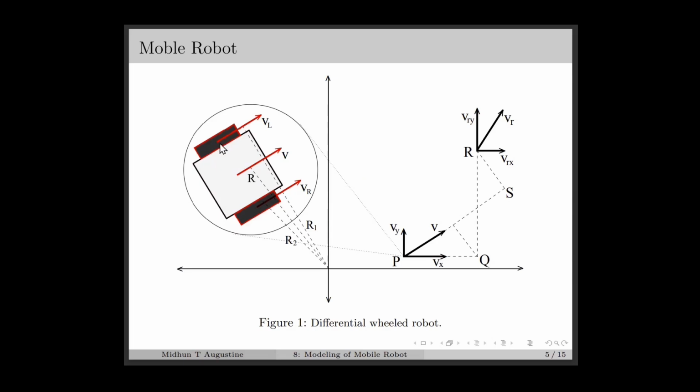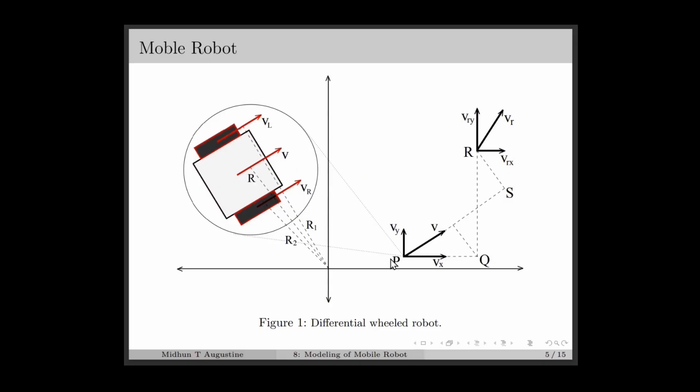For example, if VL and VR are the same, then the mobile robot will have a linear motion where it moves in a straight line. And if, let's say, VR is less than VL, then the robot will move more towards the right-hand side, and vice versa.